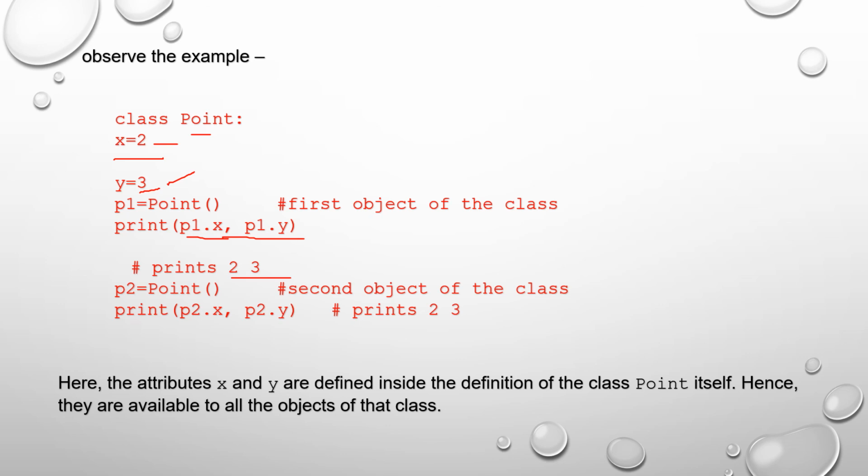Again I am going to create the second object of the class. The second object I name it as p2. It's equal to Point parenthesis. My print statement is print of p2.x comma p2.y. So this print statement prints 2 comma 3. Here the attributes x and y are defined inside the definition of the class Point itself. Hence they are available to all the objects of that class.